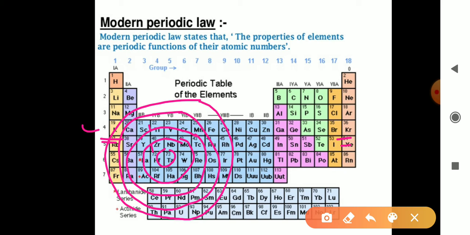For example, suppose potassium has one valence electron in the last shell. Then the next element after potassium is calcium, so calcium will have 2 electrons in the last shell. Like this, the valence electrons in the last shell increase one by one, and the number of shells remains constant for each period. For the fourth period, the number of shells around the nucleus is 4. If we consider the seventh period, the number of shells will be 7.